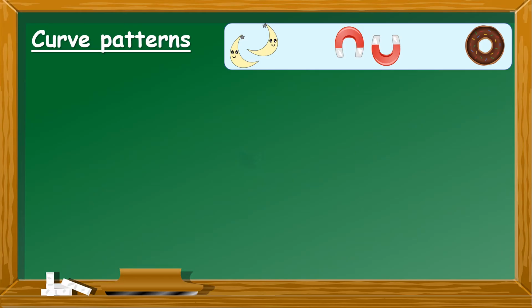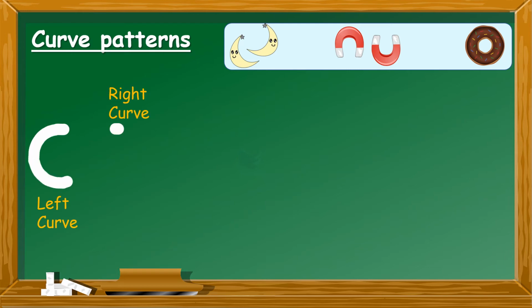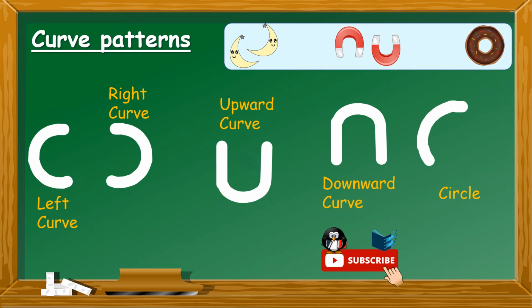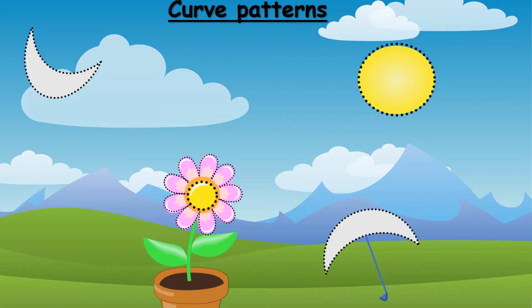Next is curve patterns. This is the left curve, right curve, upward curve, downward curve, and a circle. Examples of curve patterns.